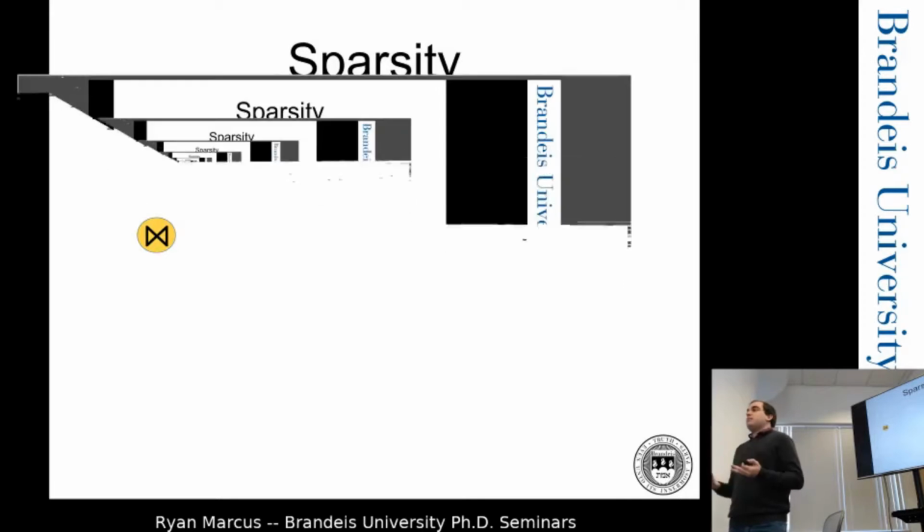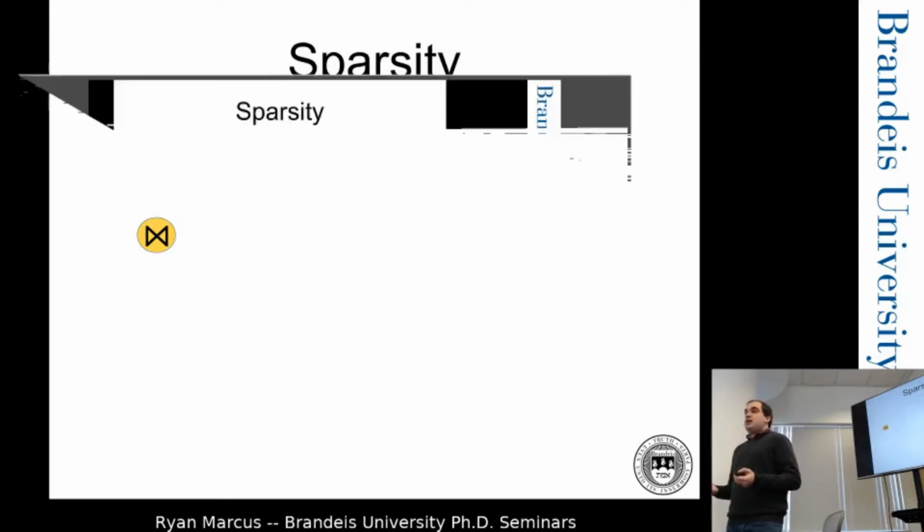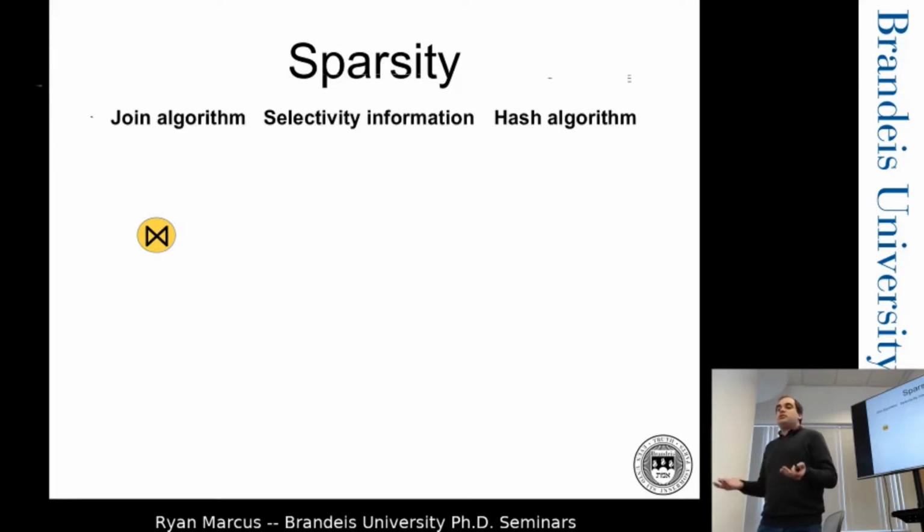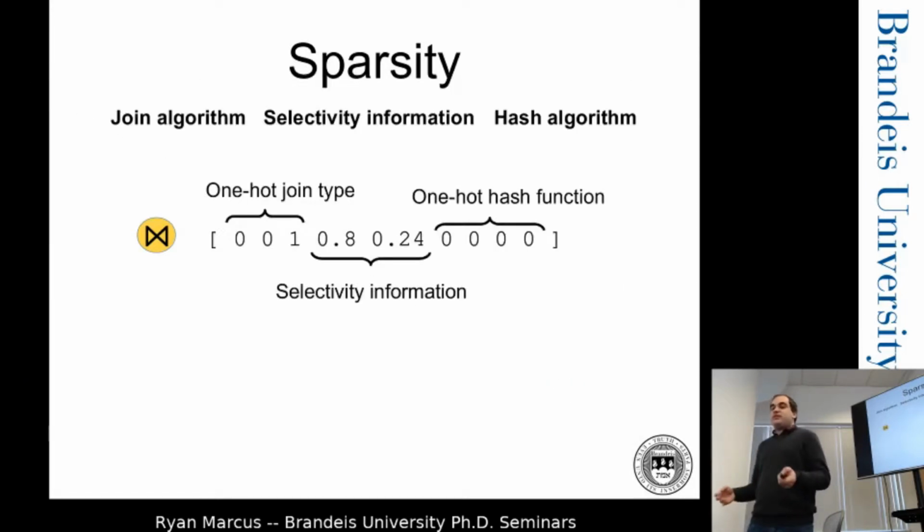So the big problem, the reason this is difficult, is because of sparsity. If I have a join operator, I can easily featurize that join operator with a large number of pieces of information, right? I can look at the join operator and figure out, oh, there's an algorithm. Is it a hash join or a merge join? I can see selectivity information. I know approximately how many rows there's going to be in it. I might know the hash algorithm that's used, etc. So I can very easily take all of these things and throw them into a vector.